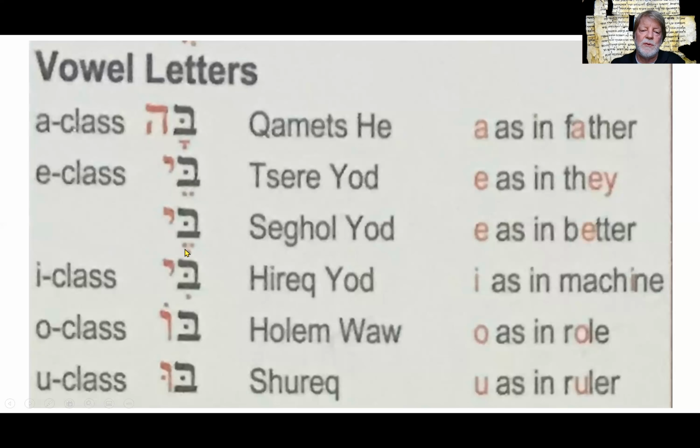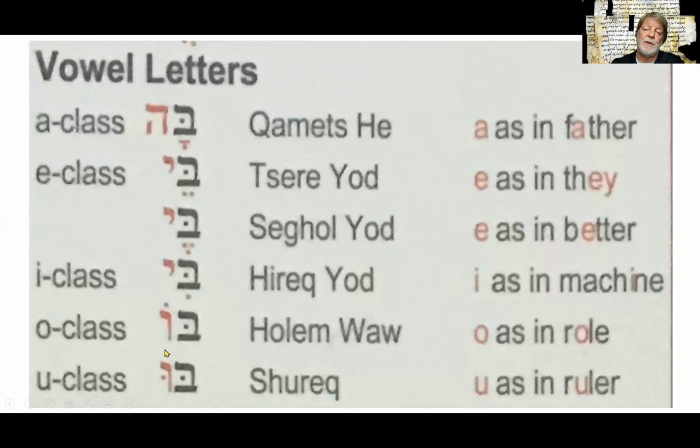Okay. The next one we have is a segol class. That's an E class also, with a yod inserted beside it. This is a segol yod, and it's pronounced as in better, just like the segol by itself. The next example we have is the hirek yod. Here is the hirek with the yod inserted beside it. Sometimes it'll be written with the yod, sometimes not. It's I as in machine. There's that long hirek sound. So it should be pronounced hirek yod.